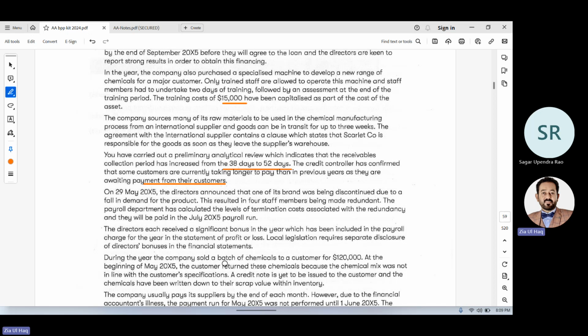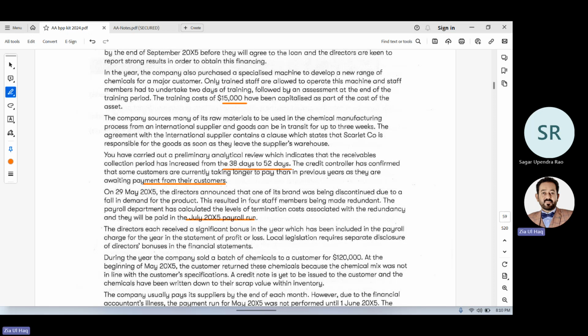The payroll department has calculated the level of termination cost associated with the redundancy, and they will be paid in the July 20X5 payroll run. This means it's meeting the conditions of a provision: constructive obligation, probability, and they have calculated the cost as well. So for IAS 37, there should be a provision. Is that fine? Any confusion?